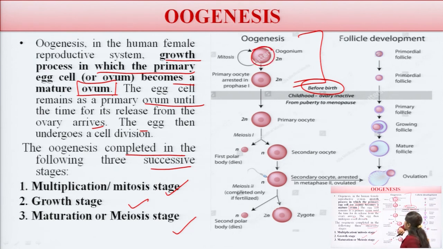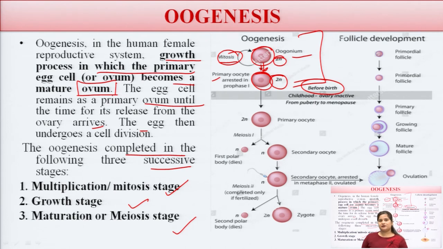There is a cell known as the oogonium. It is diploid in number, 2n, and it undergoes mitotic division and forms the primary oocytes. After the mitotic division it again forms diploid 2n cells. The primary oocytes are arrested at prophase 1, and the process is stopped for now.